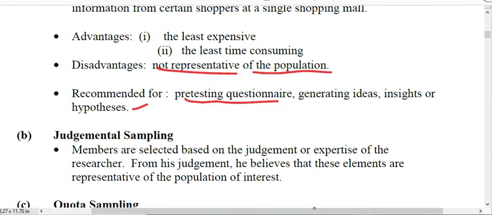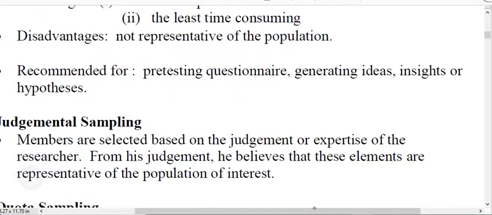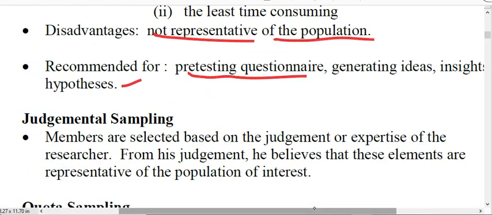Second, what is judgmental sampling? Judgmental is where you pick the members or respondents based on your belief. For example, members are selected based on the judgment or expertise of the researcher. From his judgment, he believes that these elements are representative of the population of interest. It's based on your own judgment, so that's why it is called judgmental sampling.